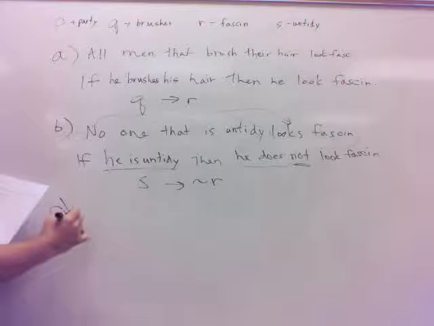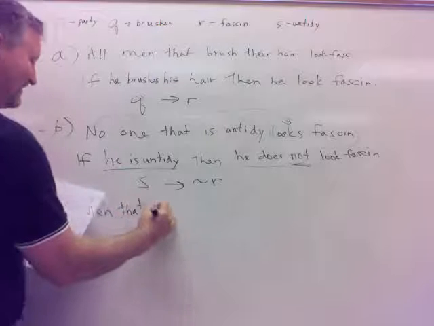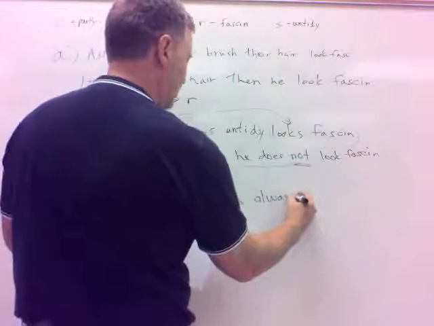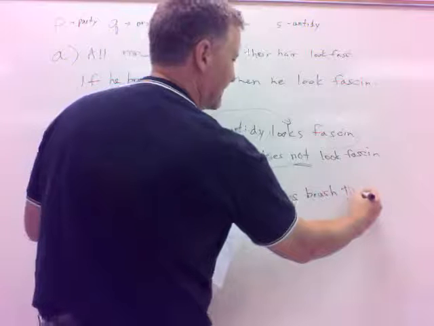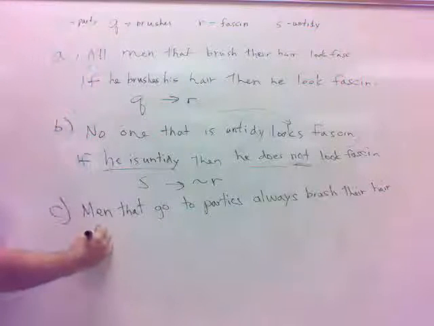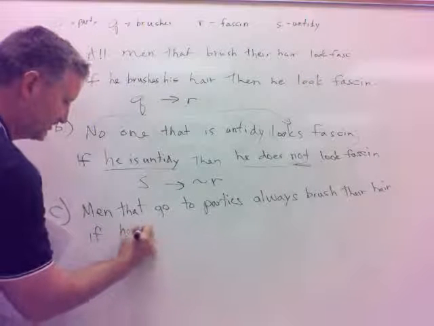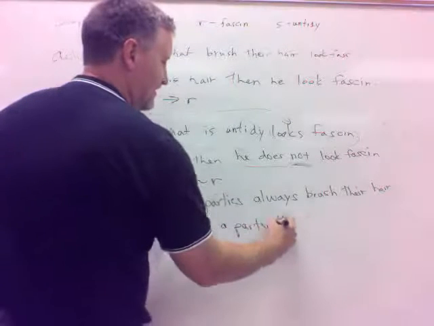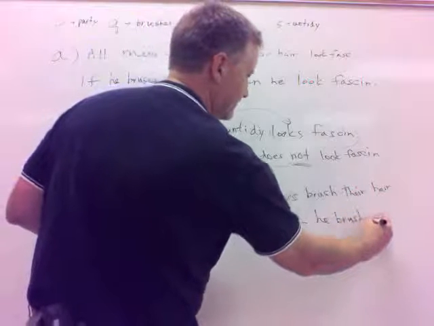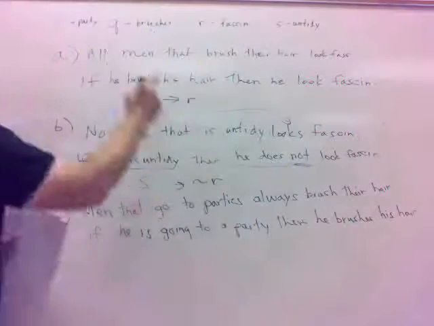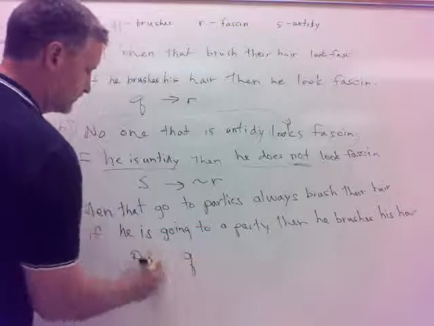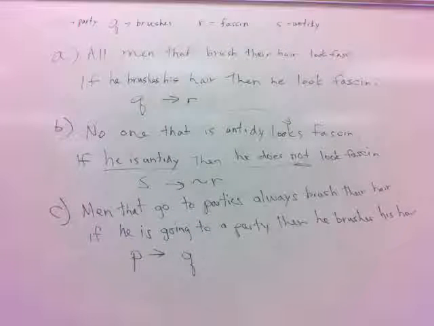Okay, so C, men that go to parties always brush their hair. I don't know if that's true, but we'll go with it. All right, men that go to parties always brush their hair. What would that be in the if-then form? If he's going to a party, then he brushes his hair. Okay? All right. Well, what does that fit into our symbols as? Going to a party, that's P. Brushes his hair, that's Q, so it's P arrow Q. So here's my statements. Q arrow R, S arrow not R, P arrow Q. So those are my three statements.